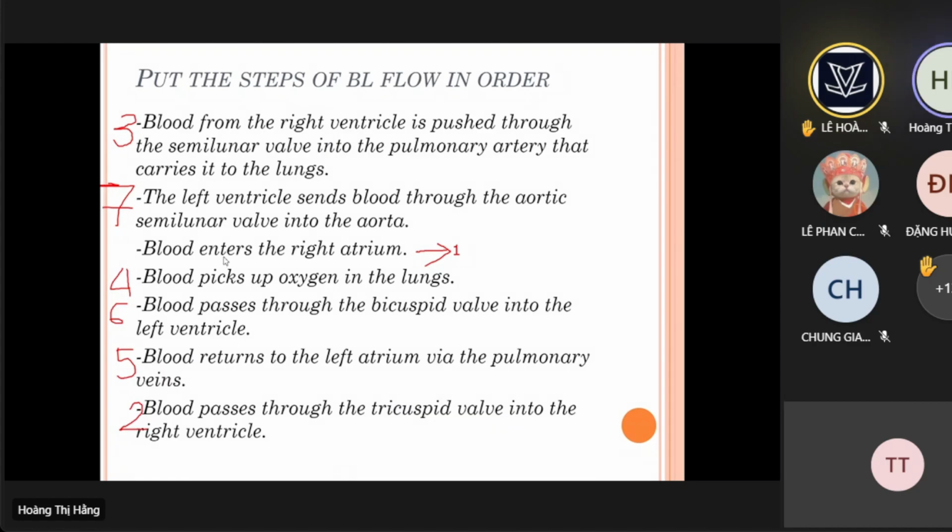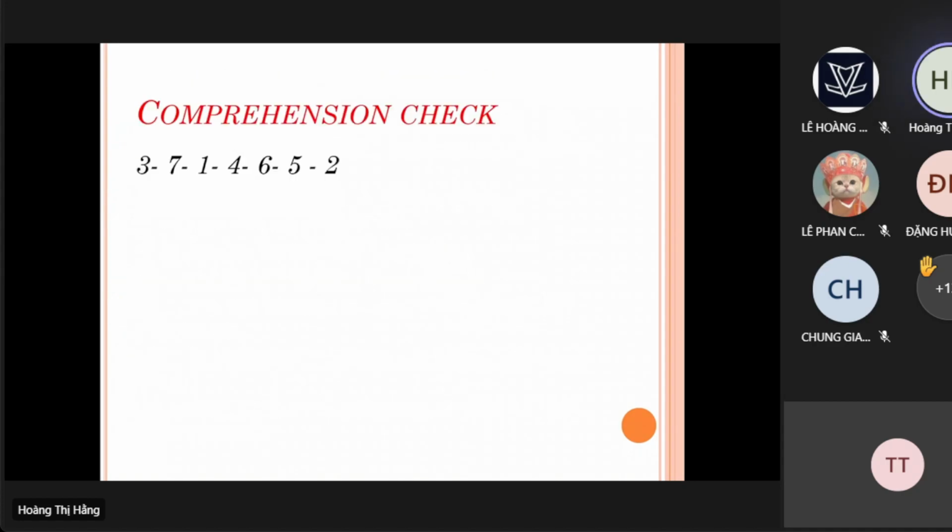Rồi có bạn nào chưa hiểu không? Chưa nói được quy trình không? Bạn nào chưa nói được quy trình? Giơ tay lên nè, cô giúp lại nè. Ổn rồi hết rồi không? So far so good hả? Let me move on with the next part.